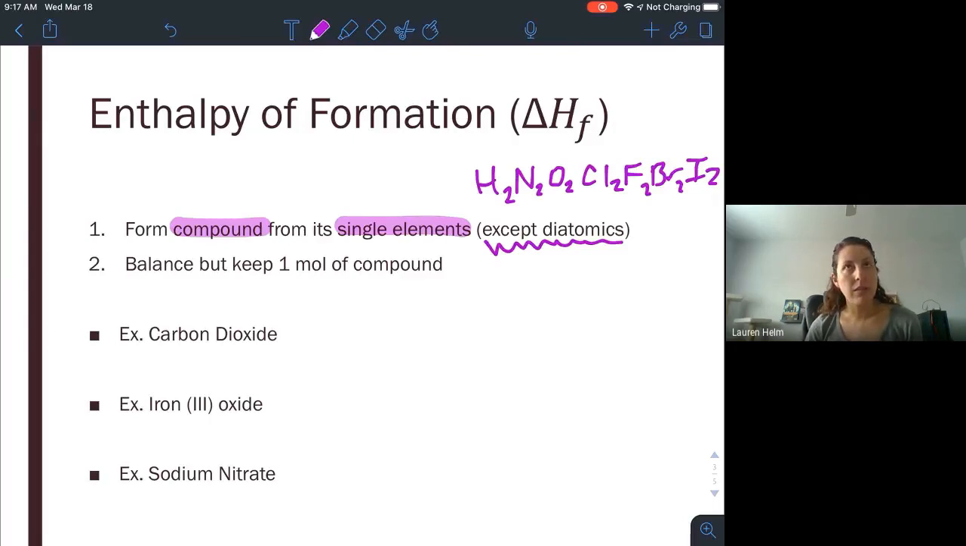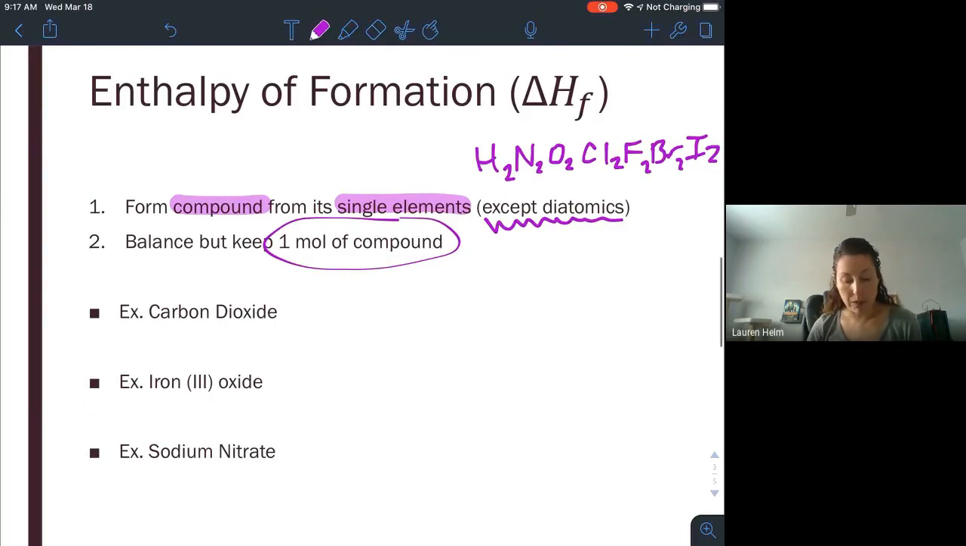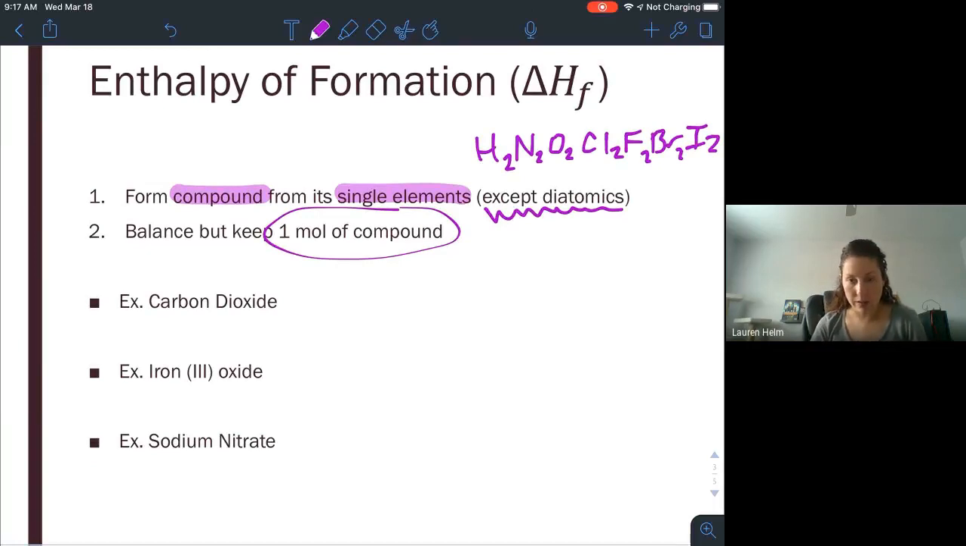Now, balancing these equations is going to be a little different than what we've used before because we have this requirement: we must have 1 mole of the compound. That means we're going to use fractions to help balance some of our other single elements. Let me show you. I'm going to do the middle example, iron 3 oxide. Iron 3 oxide tells us that iron has a +3 charge. Oxygen, we know from the periodic table, has a -2 charge. I'm going to write it from its parts, and I'm going to leave space for balancing.